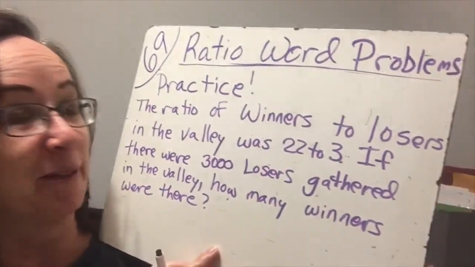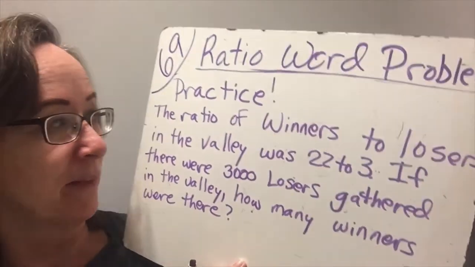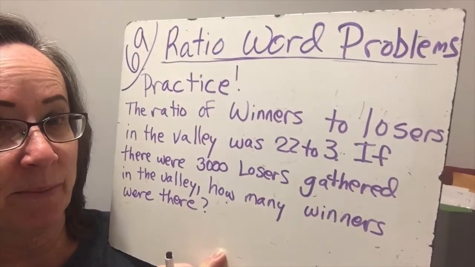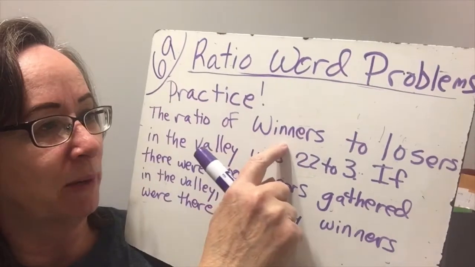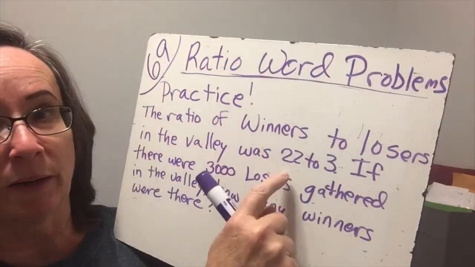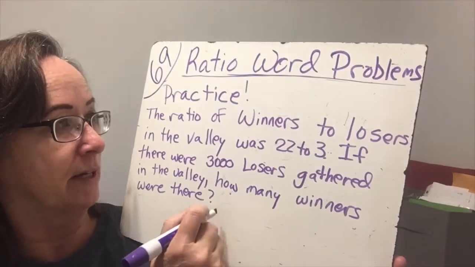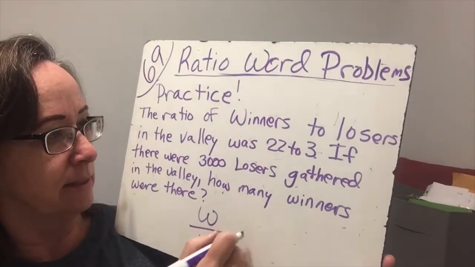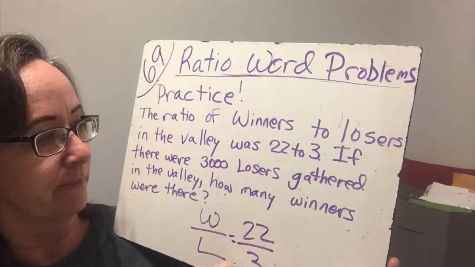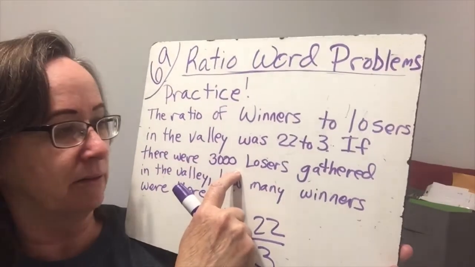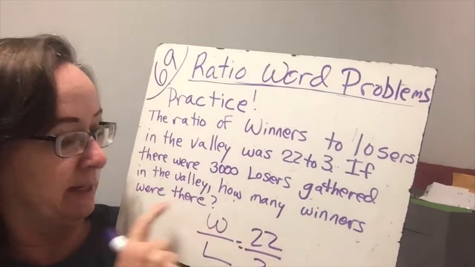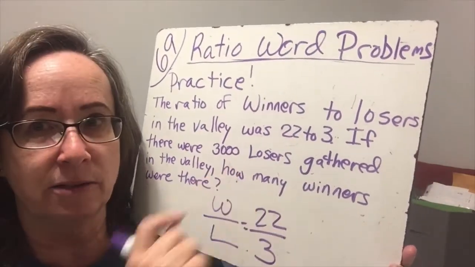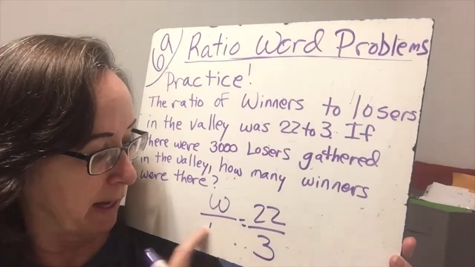Here's your practice problem, and we only have one practice problem. I want you to copy it down, or at least copy the important information. The ratio of winners to losers in the valley was 22 to 3. So winners to losers is 22 to 3. If there were 3,000 losers gathered in the valley, how many winners were there? We only have one more piece of information, the 3,000 losers. Shouldn't that go in the loser spot?